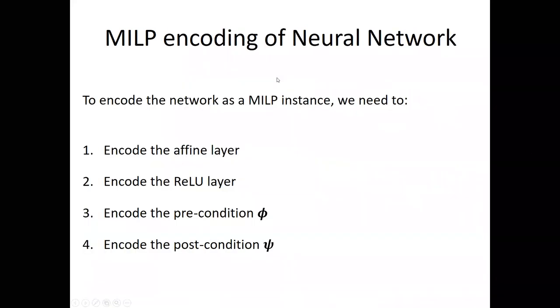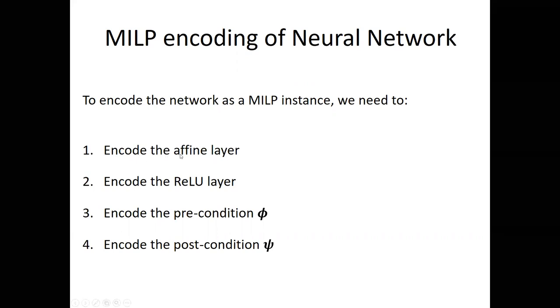Here are the 4 steps that we're going to be following in encoding the neural network certification problem as a MILP instance. We're going to do them in this order, 1, 2, 3, 4, but you have to do all the steps. The steps are actually not dependent on each other. You just have to encode all of these pieces here.